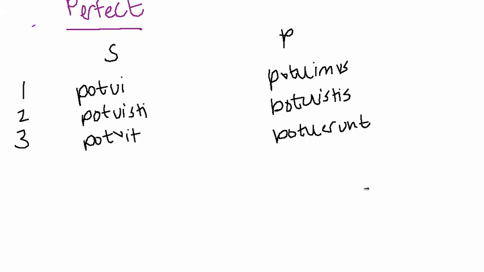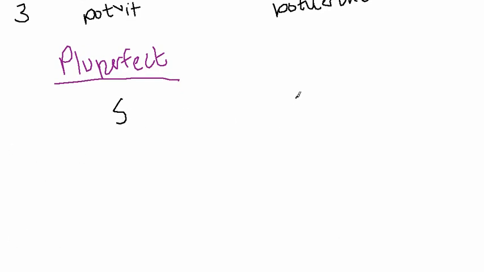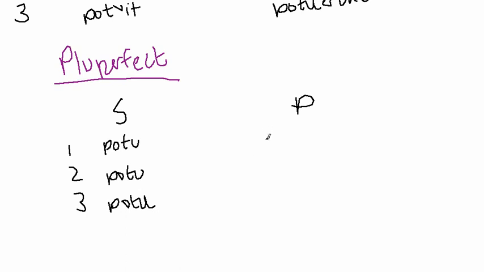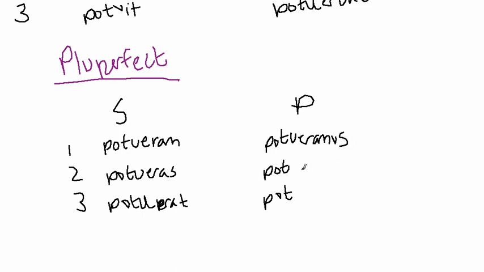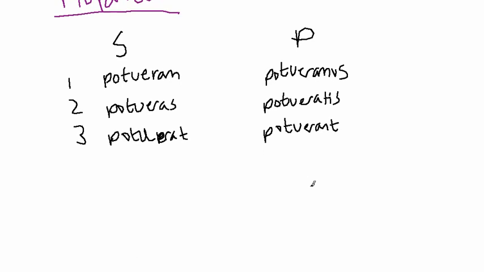Okay, so now let's go with the pluperfect. And again, let's make our chart. For the pluperfect, you take your third principal part and put the stem down again. Because for pluperfect you add the eram, eras, erat endings, you're going to do that. It'll be potu eram, potu eras, potu erat, potu eramus, potu eratis, potu erant.